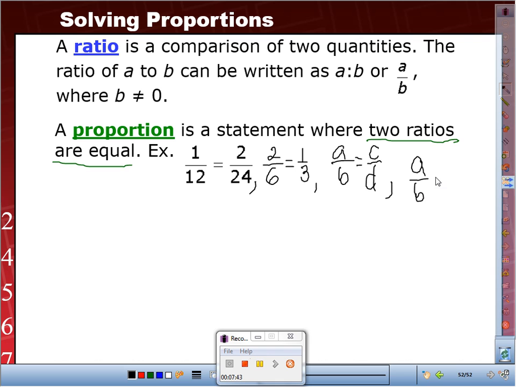A over B equals C over D plus 2. Talk it over with your neighbor. Why is this not a proportion?